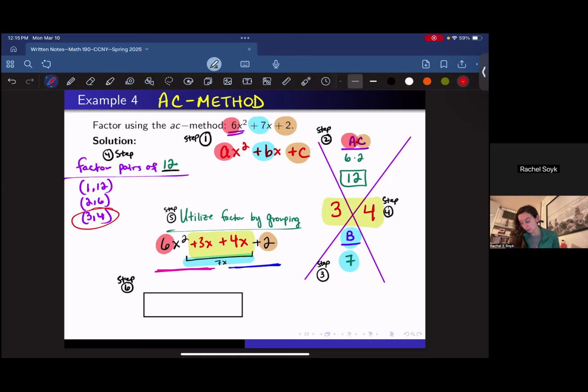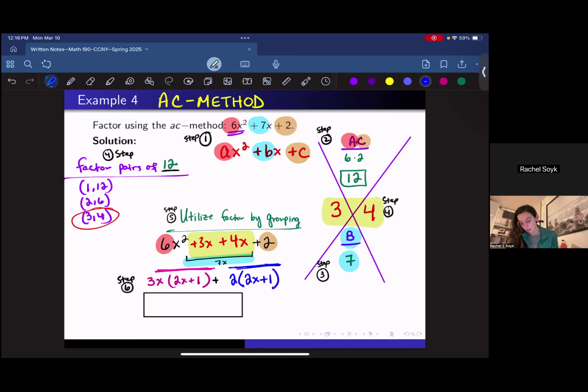So now from here, let's look at those first 2 terms. We can pull out a greatest common factor. We can pull out a 3x, and when we do, we're left with 2x plus 1. And then in that second part, that I've underlined in that turquoise blue, we can also pull out a greatest common factor. We could pull out a 2. And then when we do, we're left with, once again, a 2x plus 1.